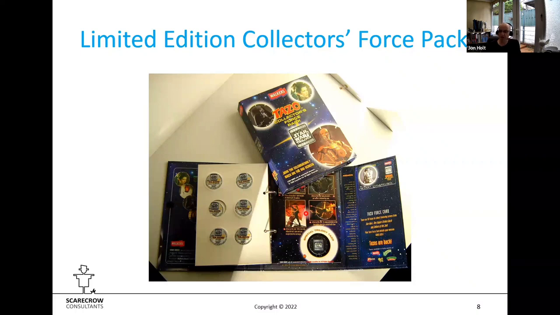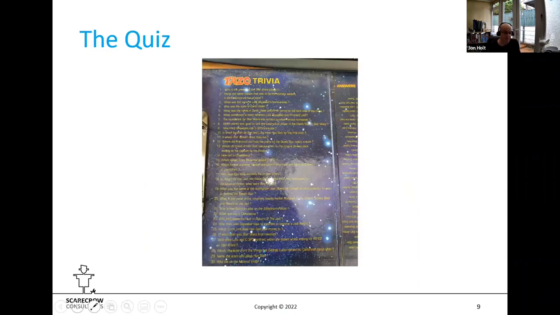And my son and I, obviously my son, not just me, was very, very happy to do this and very keen. In the back of this folder, some of you might have had this, there was a Star Wars quiz. 30 questions to test your knowledge about the Star Wars universe. And I don't want to show off, but I got all 30 right.